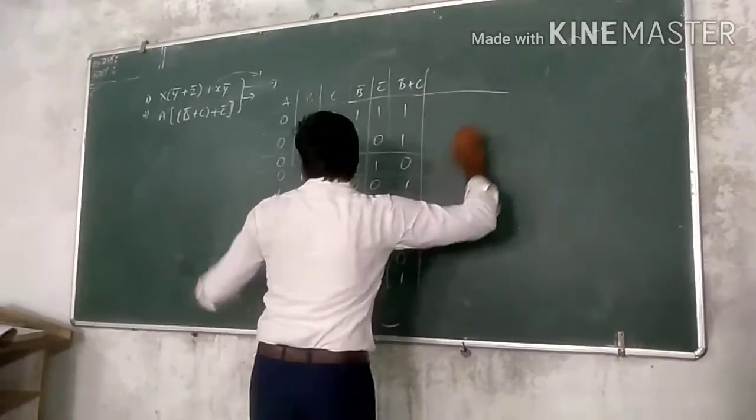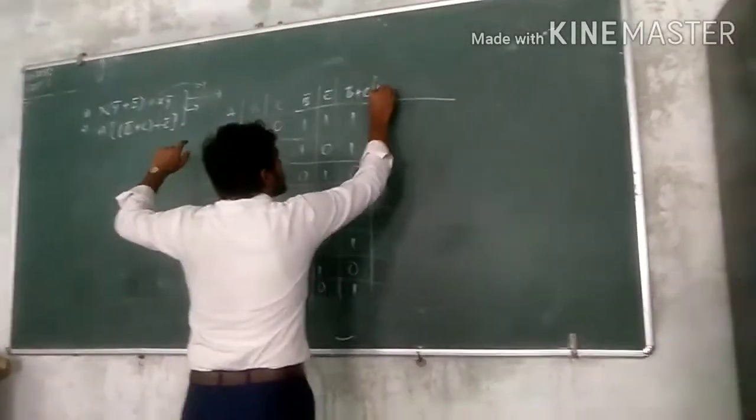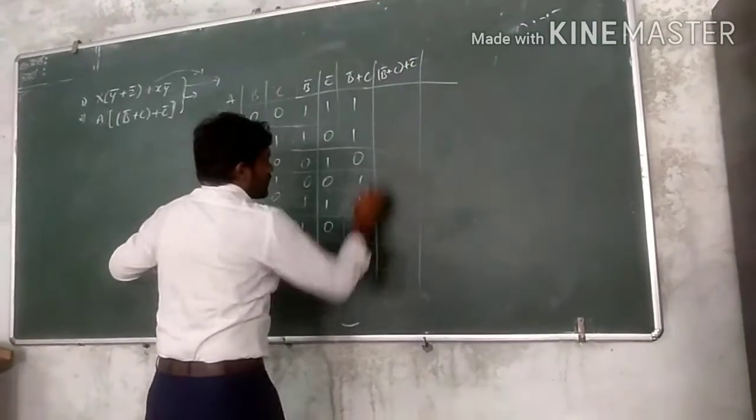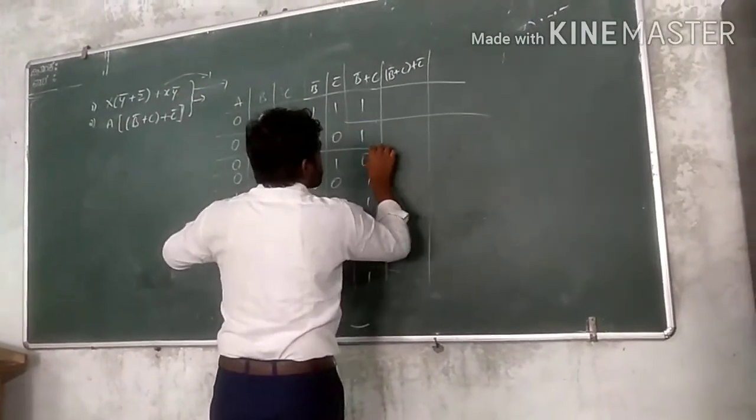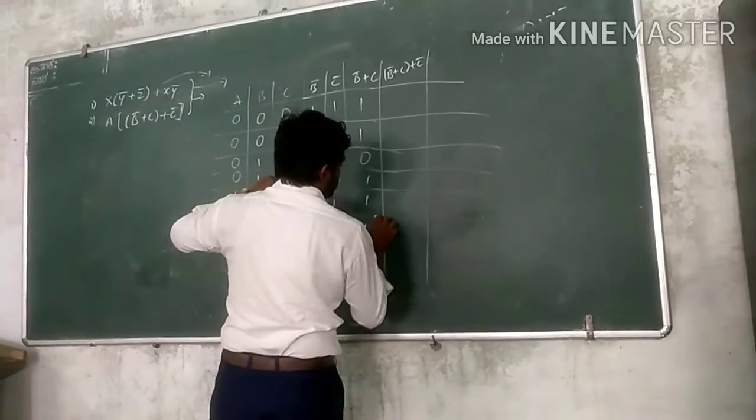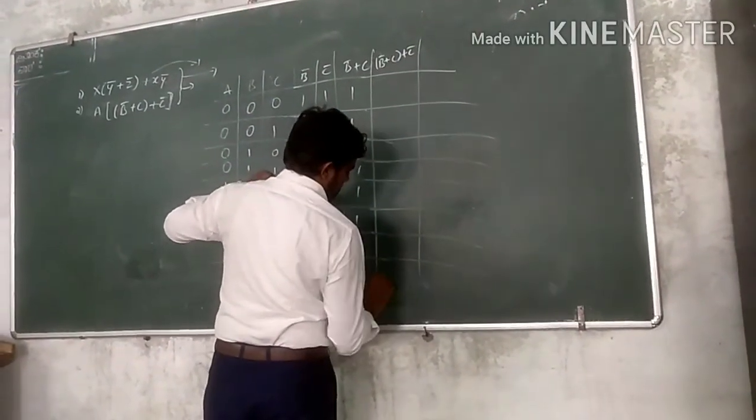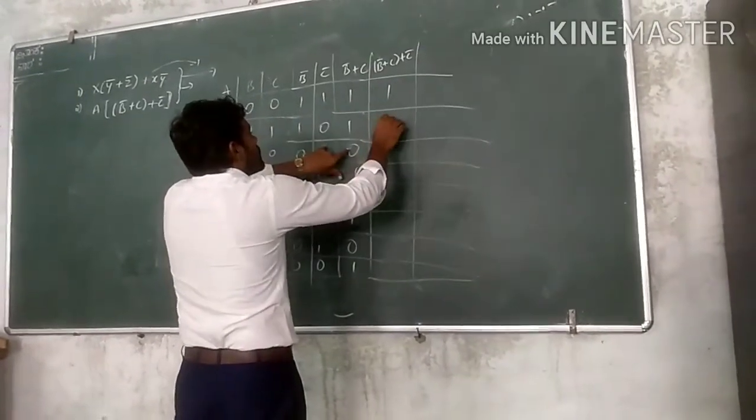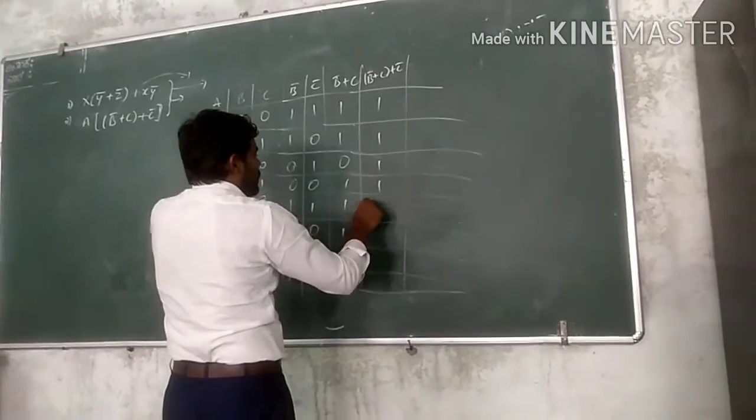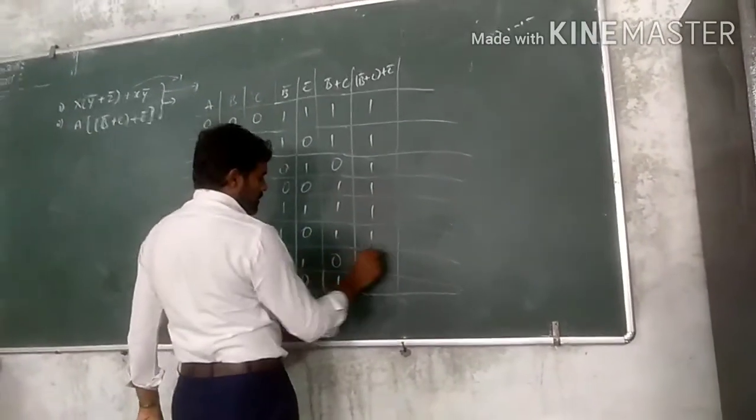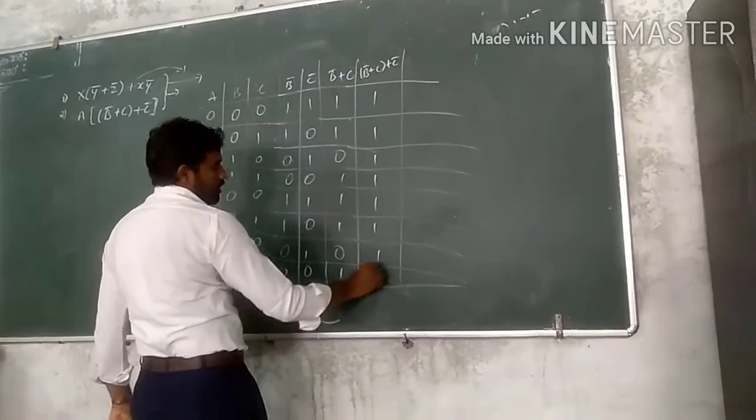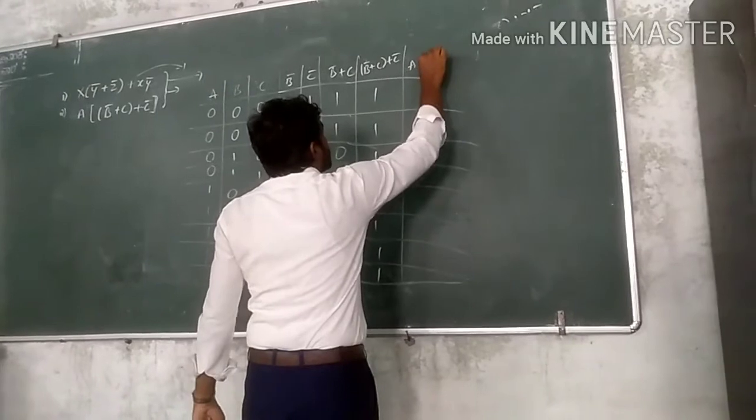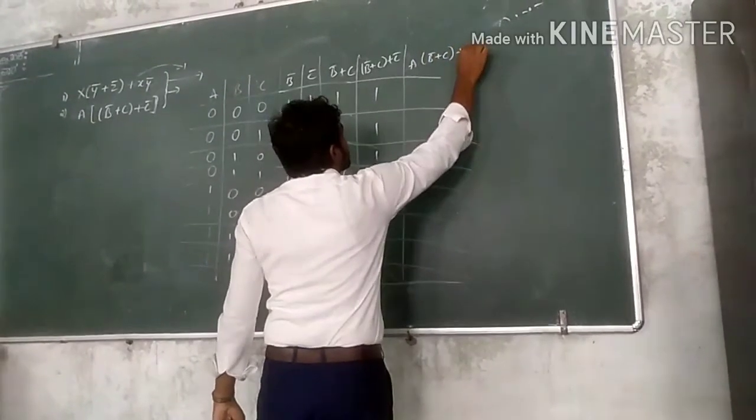Here, next, this into this multiplication, that is b complement plus c complement, this into this plus this: 1 plus 1 is 1, 1 plus 0 is 1, 1 plus 0 is 1, 0 plus 1 is 1, 1 plus 1 is 1, 0 plus 1 is 1, 1 plus 0 is 1, 1 plus 0 is 1. So now it is the whole term, that is a into b plus c complement.